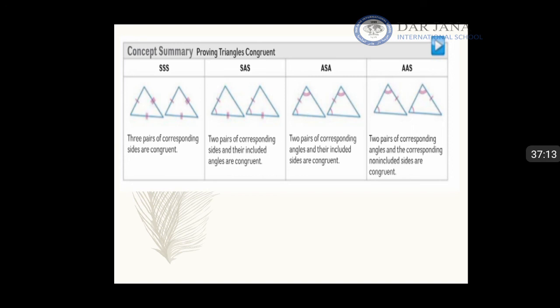ASA, two pairs of corresponding angles and their included sides are congruent. And the last postulate, which is the angle-angle-side postulate, or the AAS: two pairs of corresponding angles and the corresponding non-included sides are congruent. All those four postulates are used to prove triangles congruent.